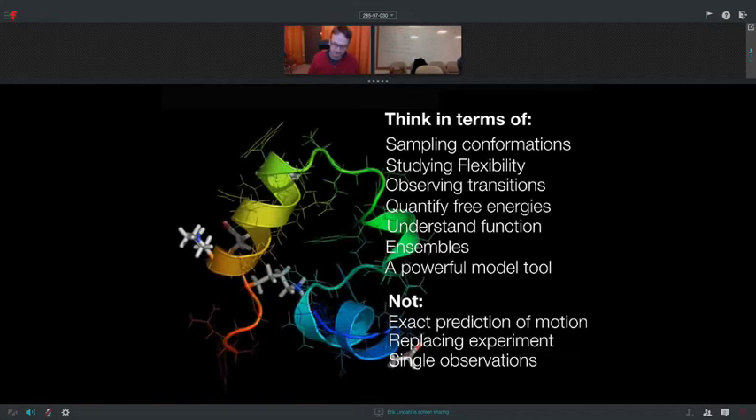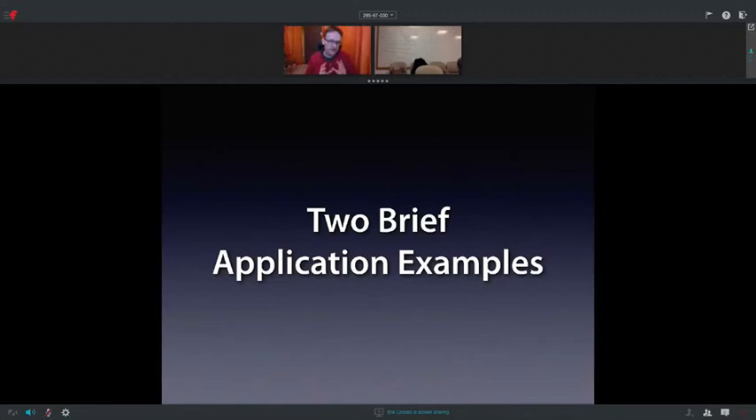So instead of going through everything simulations can do, I figured that I should show you two brief examples that are not, by far, the best simulations we have done. But these are rather experimental collaborations where the simulations have been surprisingly small, but the combined experimental and simulation work actually turned out to be really nice, and we got it into nice publications in the end too.